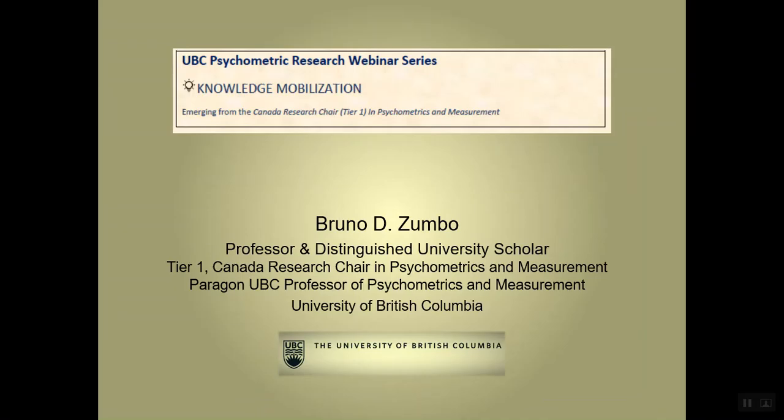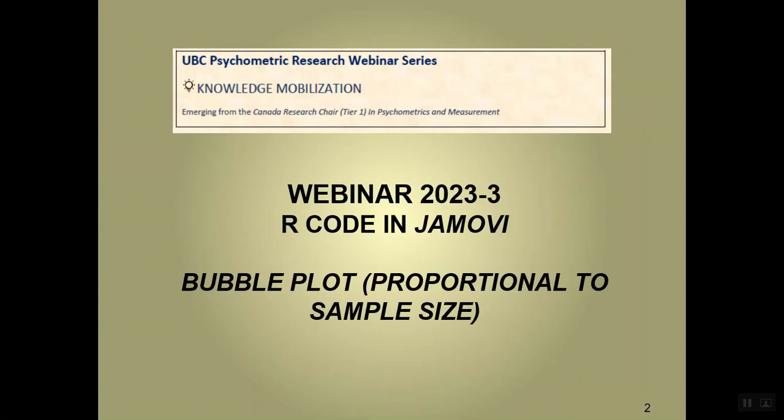The topic today is going to be running R code in Jamovi, and I want to show you how to do some bubble plots, proportional sample size. It's really something that's not automatic in Jamovi that I've been able to find. So I'm going to show you a variation on that and a few other things. And it's using the same data from webinar 2, Andy Field's data on albums, music.